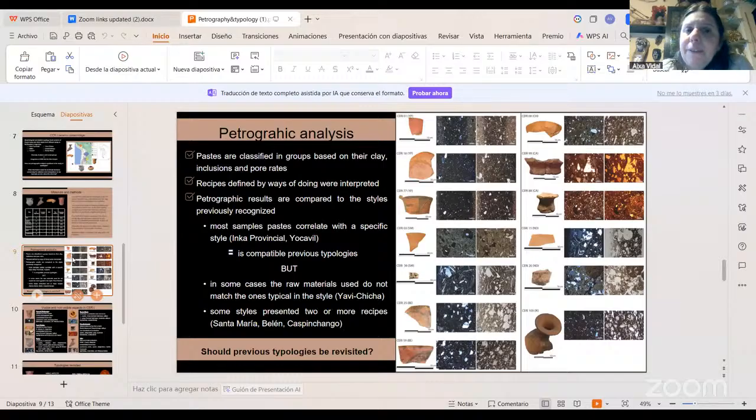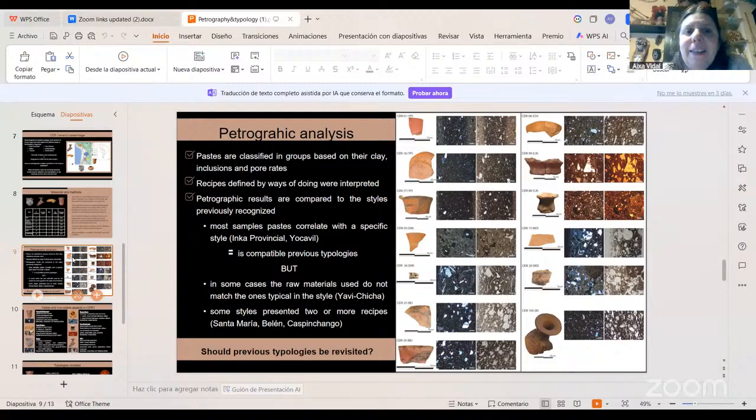And these petrographic results were later compared to the styles, to the types that we have already established in previous works. Well, we found some interesting aspects. For instance, most sample pastes correlate with a specific style, that is, styles and composition match. For example, in Inca Provincial, in Chocabil. That's compatible with what we already have.